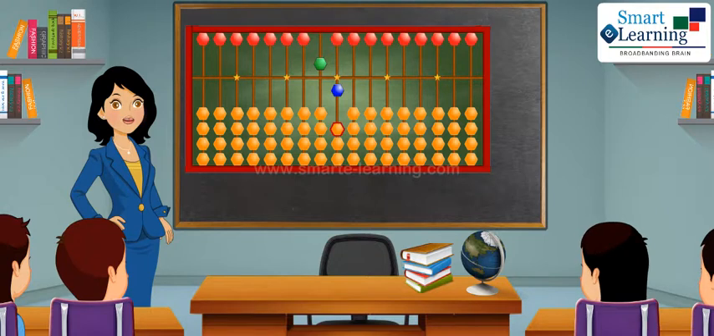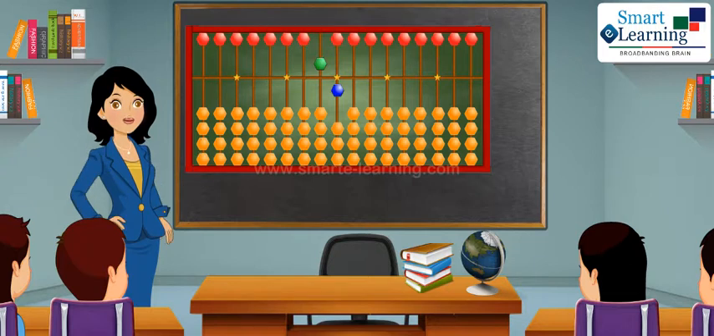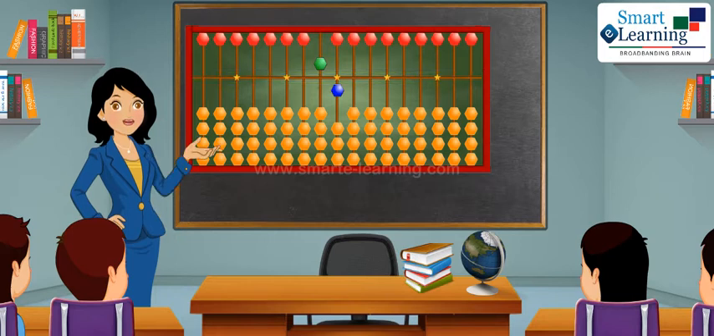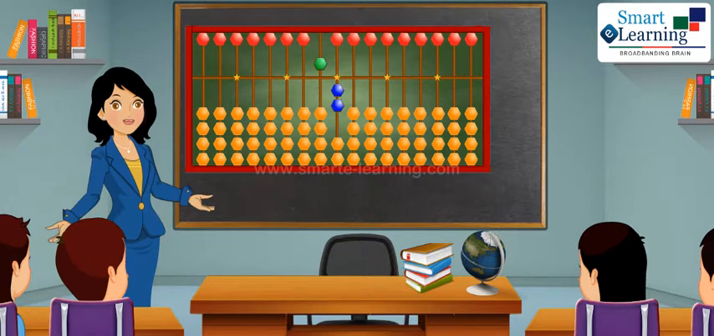To show number 52, 1 heaven bead of tens place will touch the skyline and bring 1 more earthen bead up on ones place to show 2 on ones place. This is number 52.